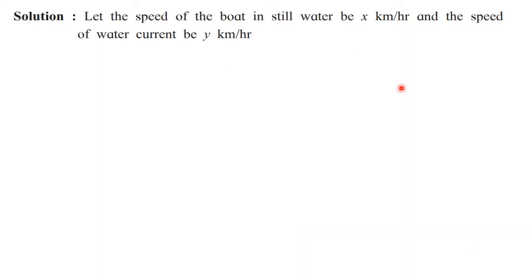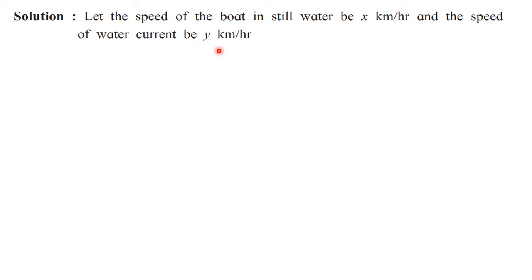So as I have said, the speed of the boat we have taken as x kilometers per hour. But you need to mention it properly. Let the speed of the boat in still water be x kilometers per hour and the speed of the water current be y kilometers per hour, as they have told in the last statement.